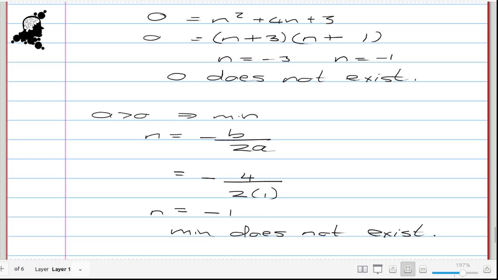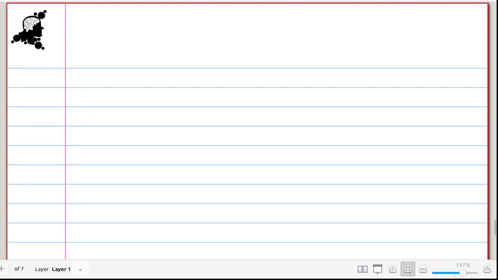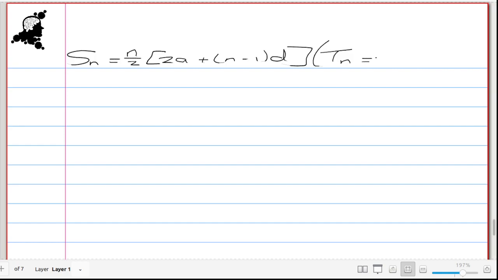All right, new sheet. So, the formula we have here is Sn equals n over 2, open bracket 2a plus n minus 1 times d, close bracket. So how do we proceed in proving this? Well, the first thing you need to remember is that Tn, which happens to be your last term, is given by a plus n minus 1 times d. This is for your arithmetic sequence.